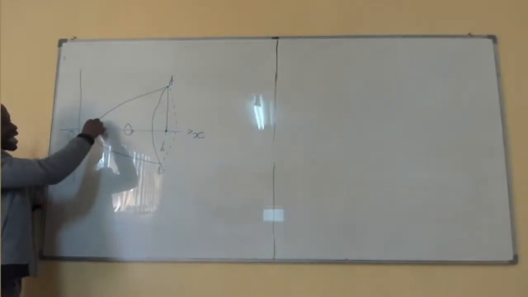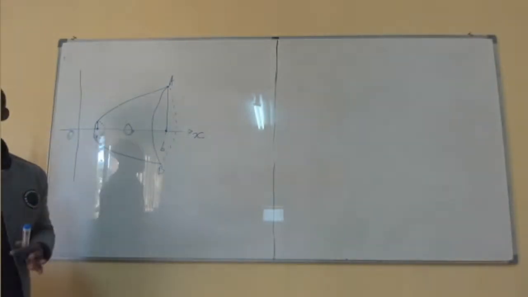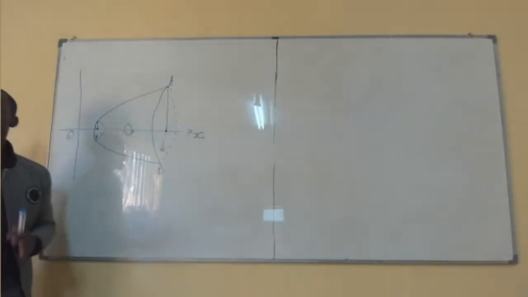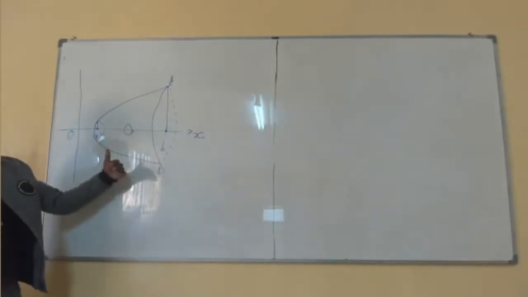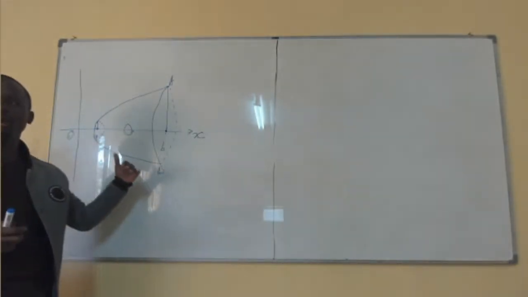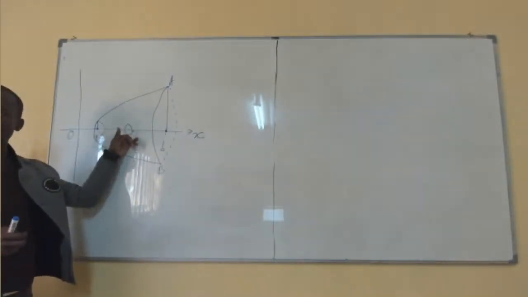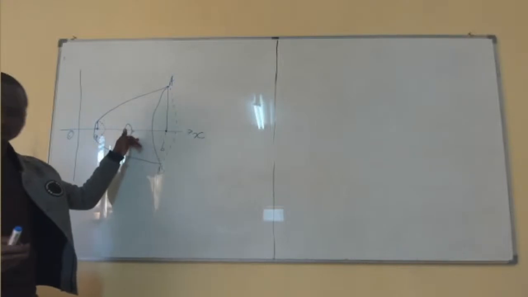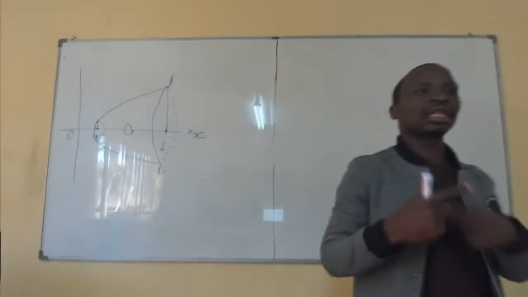You formed something like a ring, you put it there, then you rotate it. What you formed is a circle, isn't it? Now, to find the area in general, to find the volume of rotation.